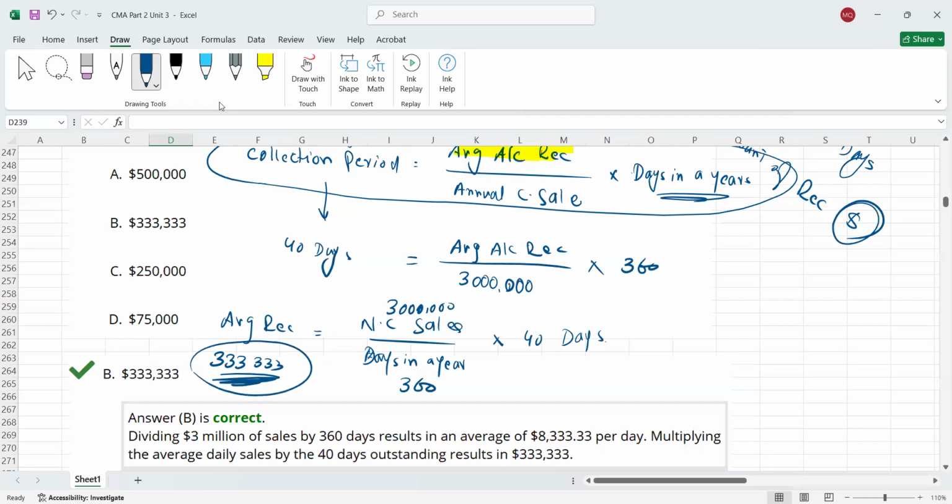Actually, look at this side. Once you divide credit sale by the days in a year, like 3 million divided by 360, it will give you the average credit sale for 1 day. And for how many days is our sale stuck in receivable? 40 days. If you multiply, it will give you 40 days of sales, right? Is that clear, guys?